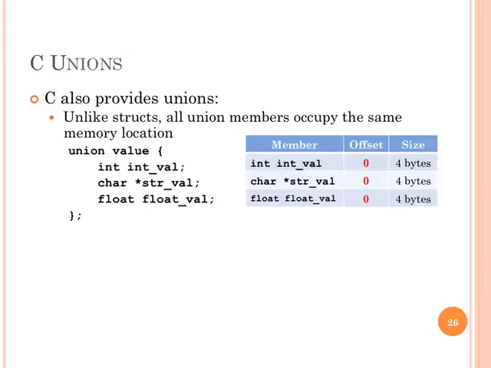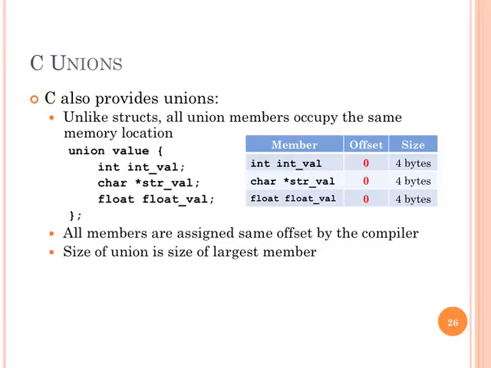Okay, so you'll notice here that the way that the compiler would treat this is you'd have the int val member, the str val member, and the float val member. Offset is 0 for all of them. And the size is 4 bytes for all of them. So you can't have things like a float and a double and an int and a long where they're different sizes. The size of the union will be the size of the largest member because all the members actually overlap in space. Okay? A little bit weird. Why would we need this?